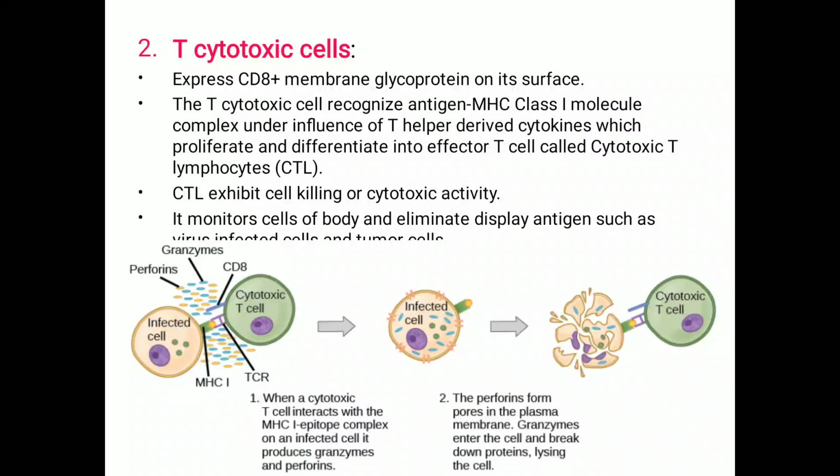So the perforins form pores in the plasma membrane, while the granzymes are a set of serine proteases that enter the cell and break down proteins, thereby lysing the cell. So in this picture you can see that the infected cell is lysed.